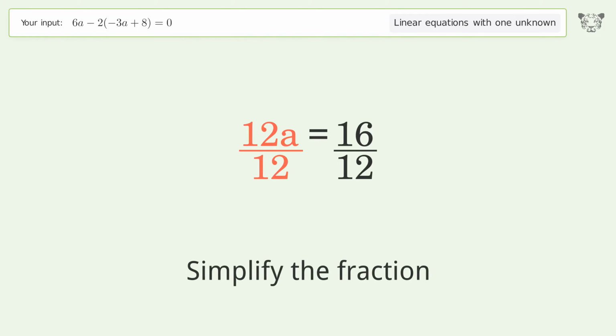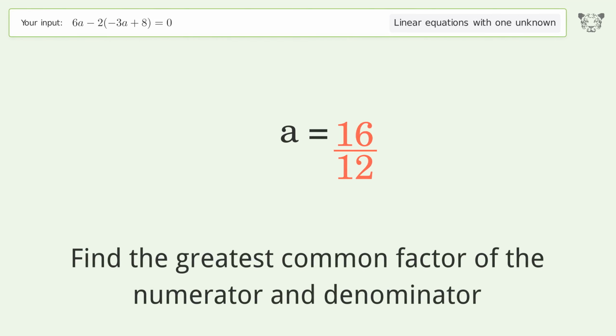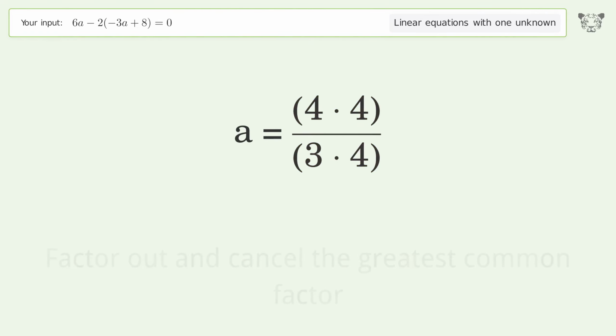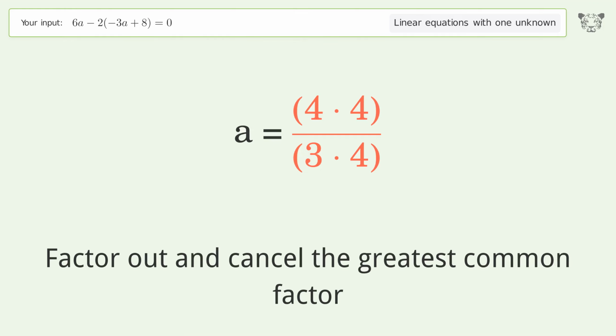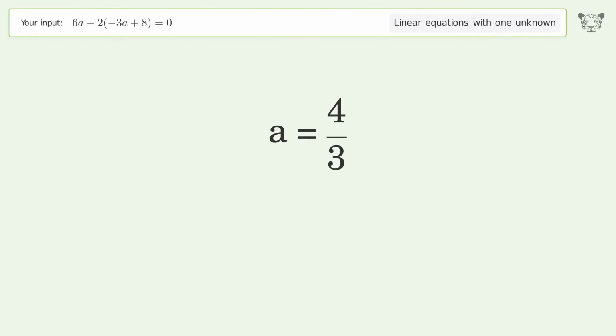Simplify the fraction. Find the greatest common factor of the numerator and denominator. Factor out and cancel the greatest common factor. And so the final result is a equals 4/3.